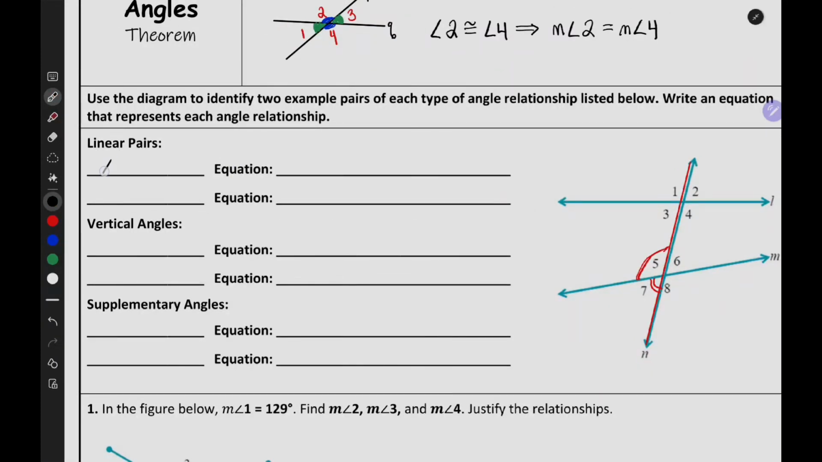And so they are a linear pair. So angle 5 and 7 are a linear pair. So an equation we can write knowing that they are a linear pair is that the measurement of angle 5 plus the measurement of angle 7 is equal to 180 degrees. So two angles that form a line. That's what you're looking for when coming up with a linear pair. So go ahead and take a moment and identify another linear pair.